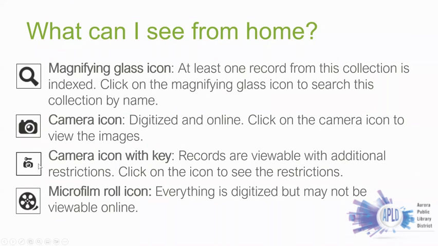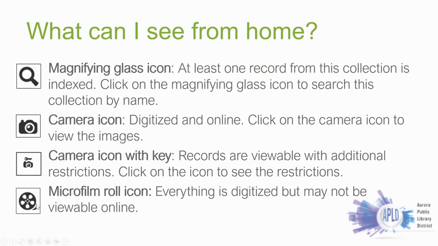If it has the key on it, the camera with the key, that means some of those records may have some additional restrictions. Sometimes it's just as simple as making sure you're logged in with your FamilySearch account. Other times you might need to be in one of our family history centers. So click on the icon and it will tell you what the restrictions are.